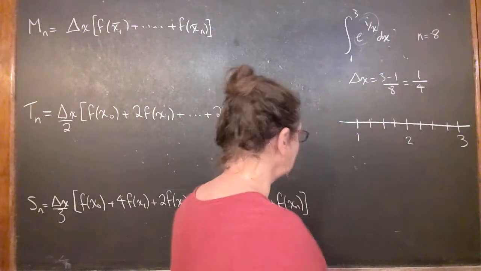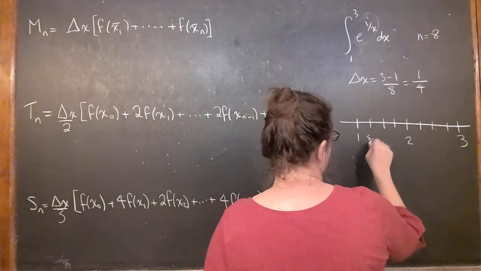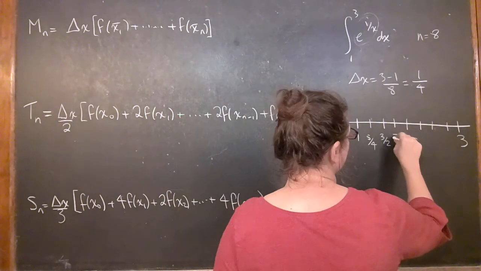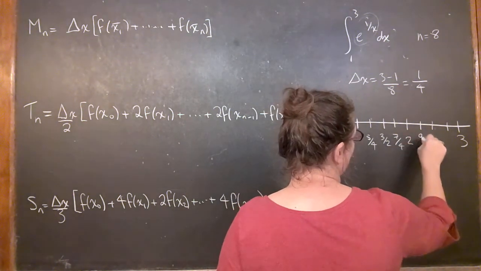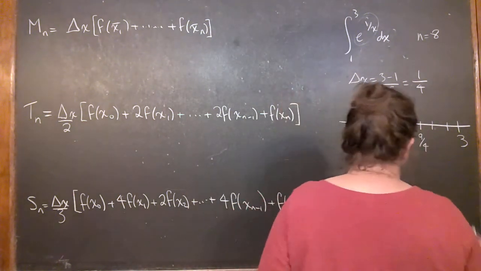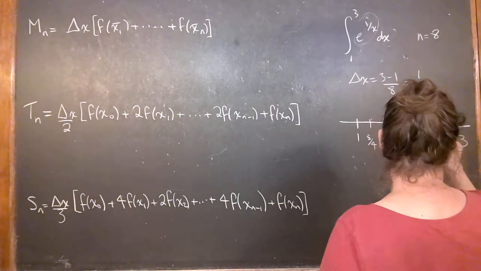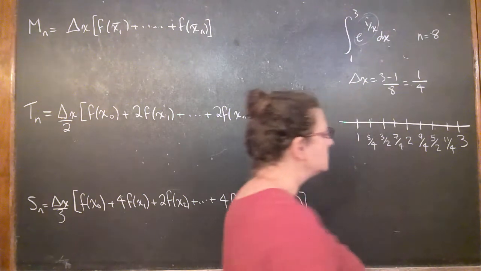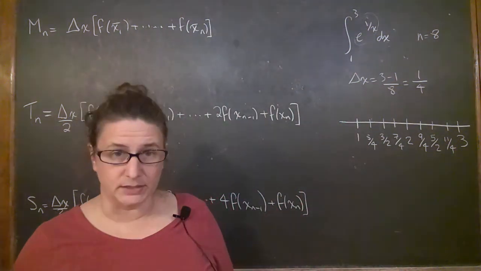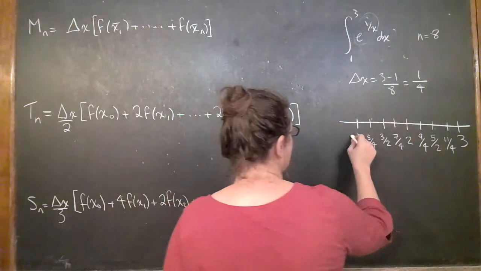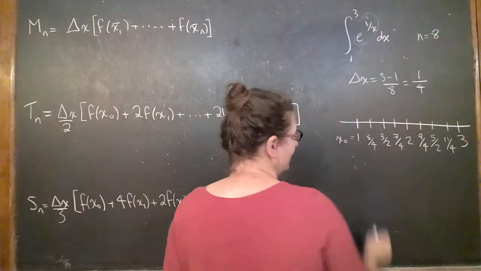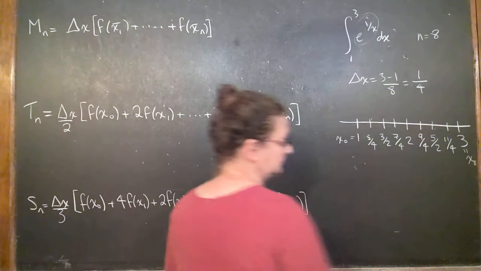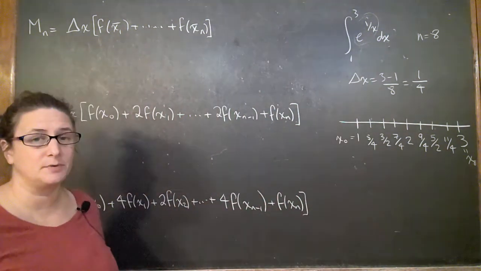Right, so 1, 5/4, 6/4, 7/4, 8/4, 9/4, 10/4, 11/4. Right? So those are my points. 1 is x naught, 3 is x8. Okay? So that is the partition.